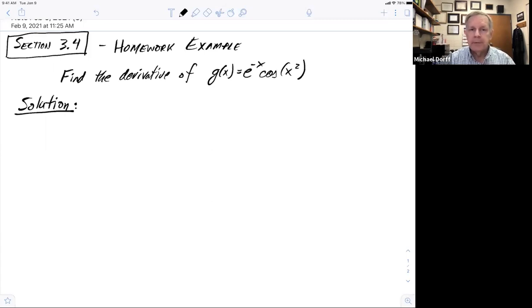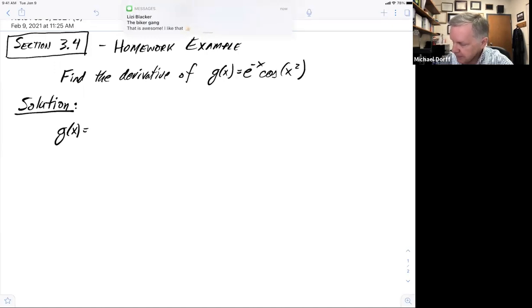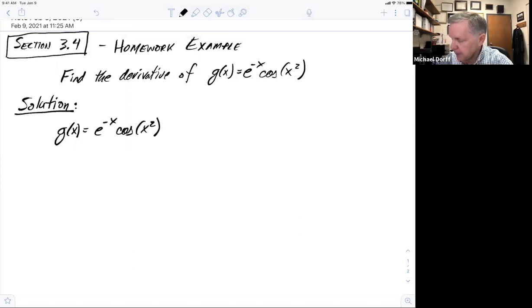We're in section 3.4 and we're doing a homework-like example. Here we're going to find the derivative of this function g of x equals e to the negative x cosine of x squared. So I always start by writing down my function. So g of x equals e to the negative x cosine of x squared.